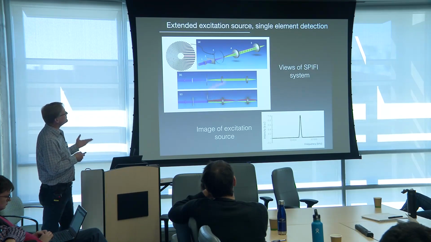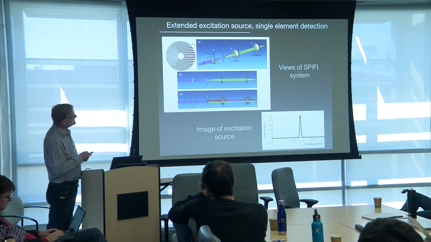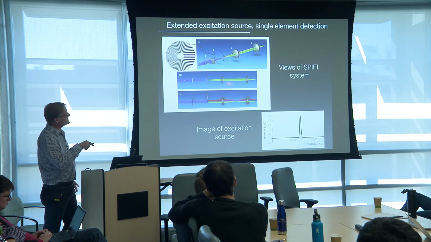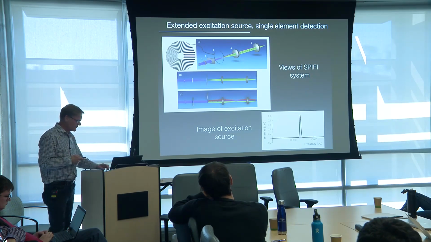Okay, so this is what it looks like when you ray trace it in something like Zemax, and spin it. Here I just used a Gaussian source, and I Fourier transform it, and I get the image of the source.